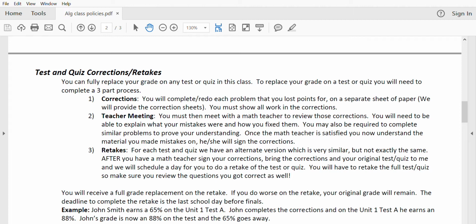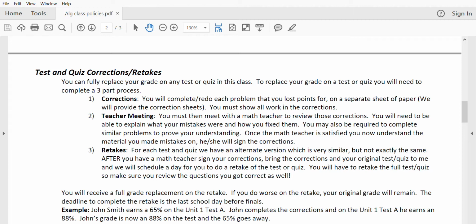The next thing you need to do once you have the corrections done is you need to meet with a math teacher who is going to check over your corrections and make sure you really understand the mistakes that you made. This is super important because if you bother to do the corrections but don't really understand your mistakes, you're probably just going to repeat them and get a very similar grade.